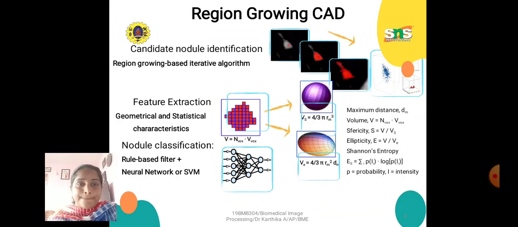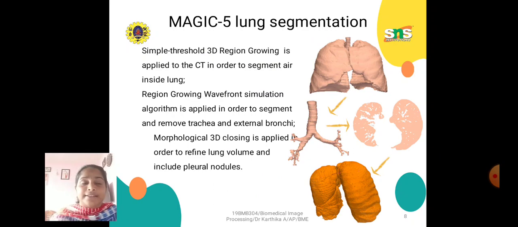Okay, see here, in this Magic 5 lung segmentation, a simple threshold 3D region growing is applied to the CT in order to segment the air inside the lung. A region growing wavefront simulation algorithm is applied in order to segment and remove the trachea and external bronchi. Morphological 3D closing is applied in order to refine the lung volume and include pleural nodules.